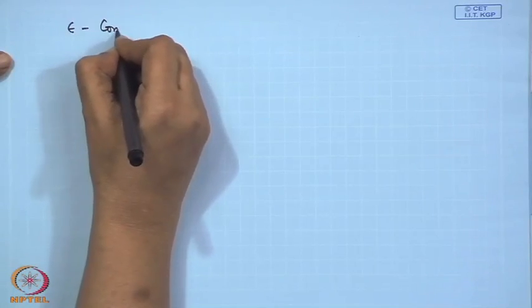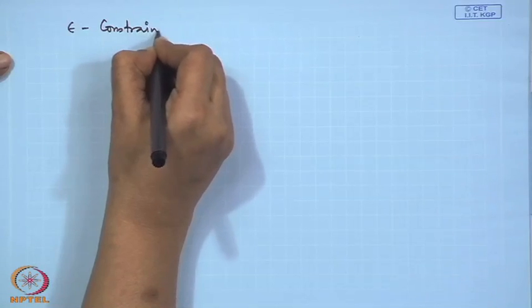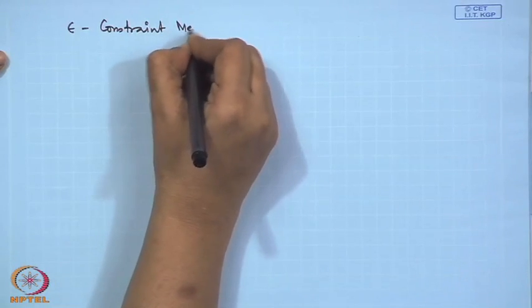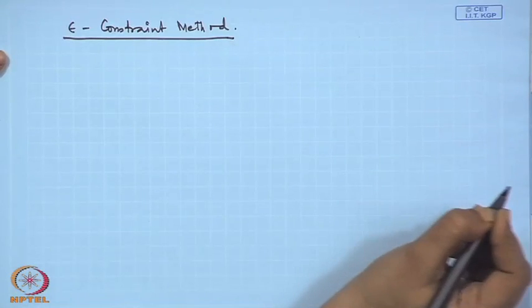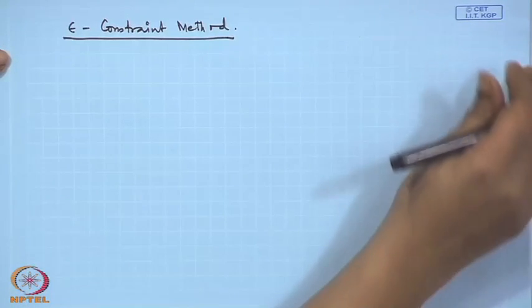Let me go to the next technique, that is the epsilon constraint method. That is also a very popular method in the multi-objective decision making process. It converts the multi-objective decision making process into a single objective decision making process by converting k minus 1 objectives into constraints and maximizing one objective at a time.